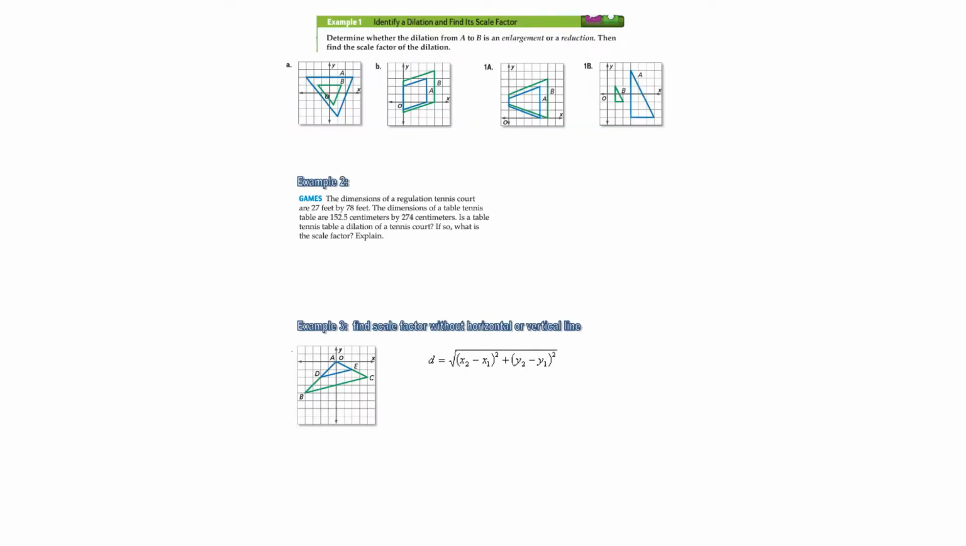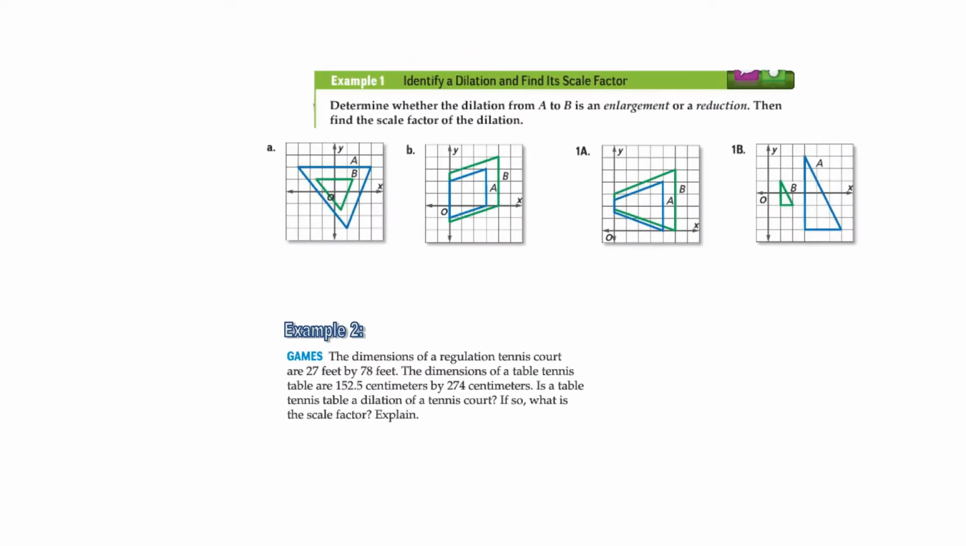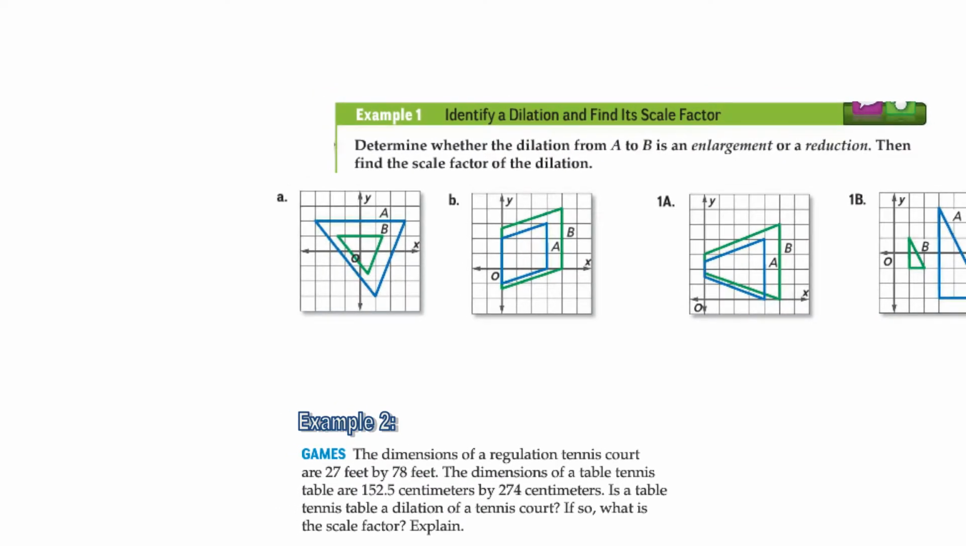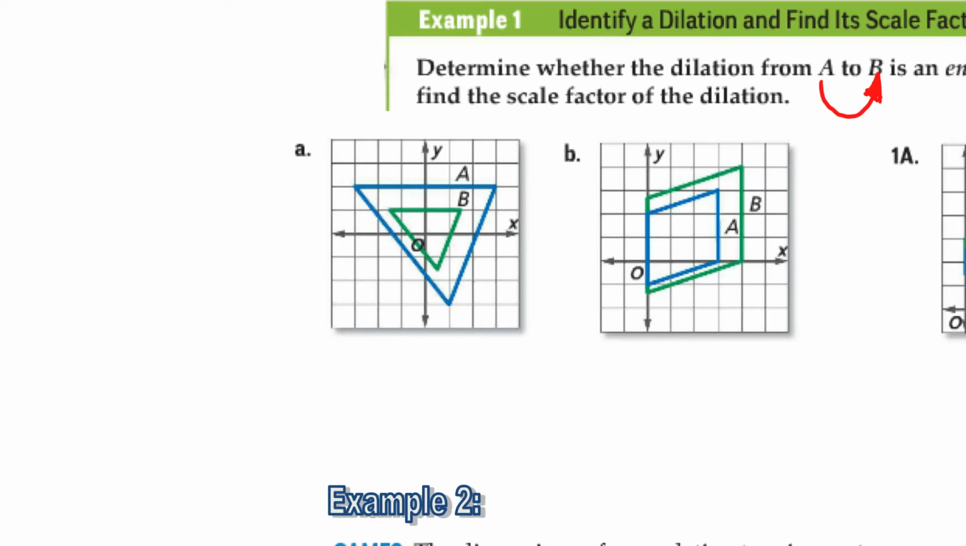Okay, now on the back. On this one, it's got both pictures. It wants us to say what the scale factor is. So that's what we're going to do. And in all of these, it's going to be going from A to B. And the order of this definitely matters. So what they're saying is to go from A to B. So you're starting at A, going to B. So on the first one right here, going from A to B.